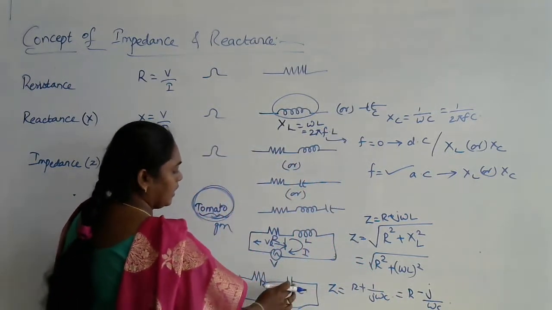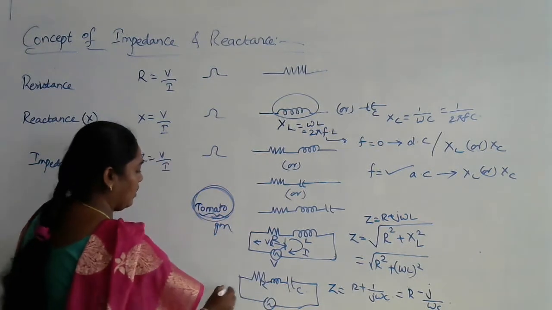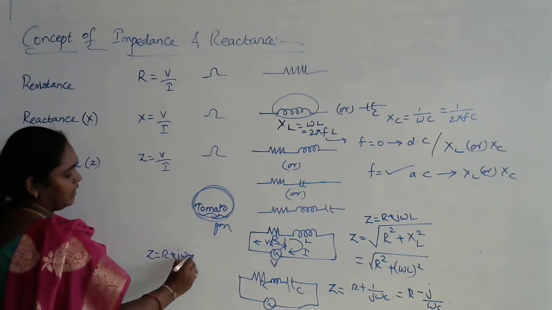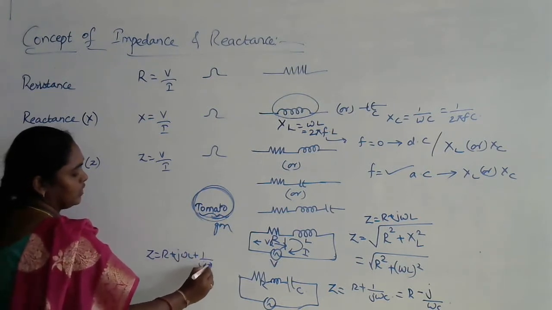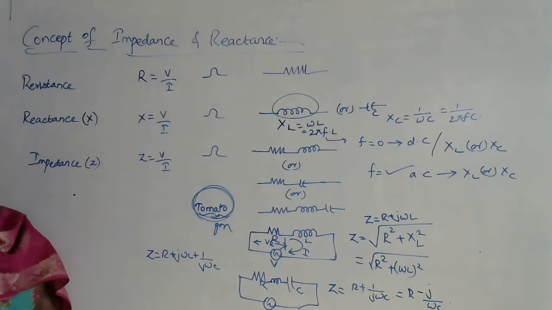If a circuit consists of all the three elements, then we can write down Z is equivalent to R plus j omega L plus 1 by j omega C. So this is the basic concept of impedance and reactances.